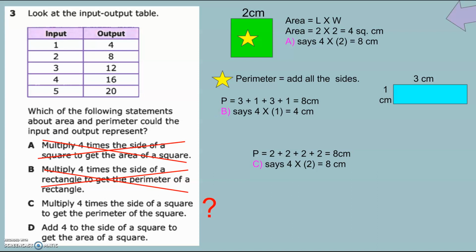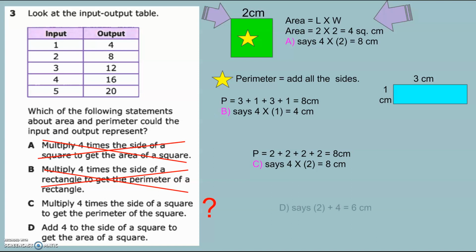Going on to D. D says we're going to add all of these 4 sides of a square, add 4 to the side of a square to get the area of a square. Well, area is up at the top, so I'm going to be using length times width. And you can see that I already found the area of this green square right below that, where it says 2 times 2 equals 4 square centimeters.